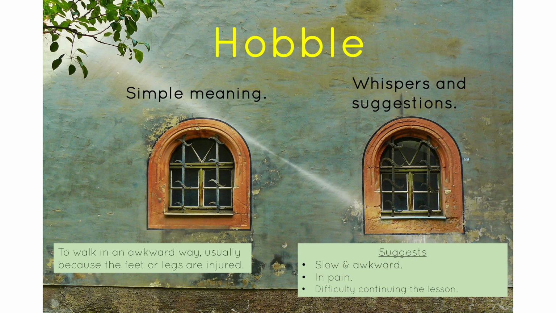It means that the teacher is moving in a slow and awkward fashion, that they're in pain. Maybe they're going to have difficulty continuing the lesson. Now, this could happen, for example, if I was teaching and I tripped over a student bag. Very embarrassing for me, but can also be quite painful if you fall the wrong way. In terms of our answer, the word hobbled doesn't tell us that exactly, but it suggests these things. It implies some of these things.